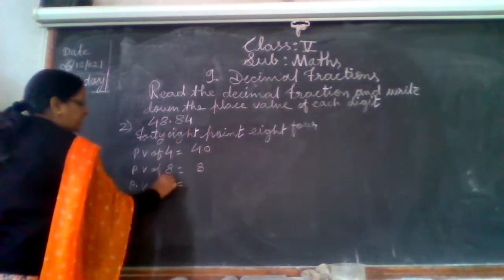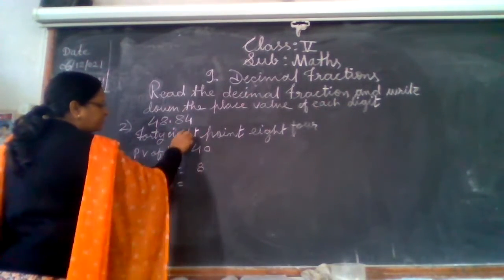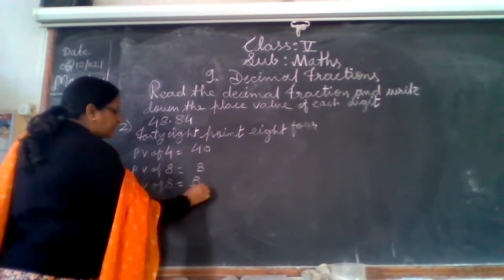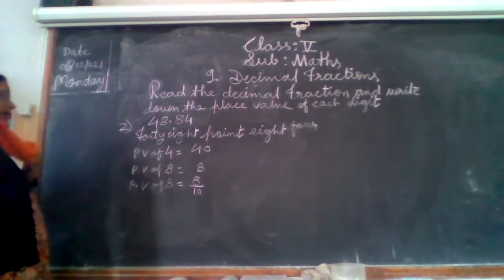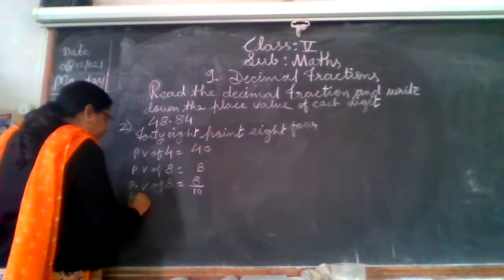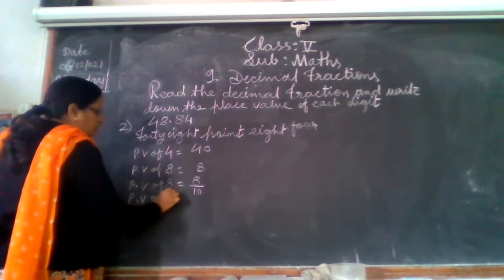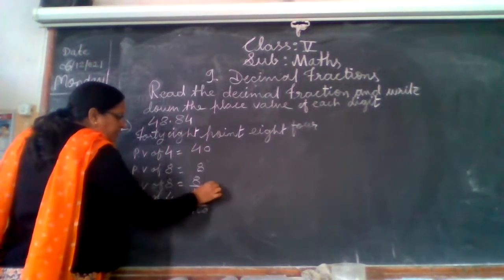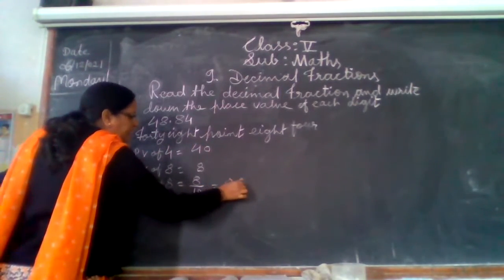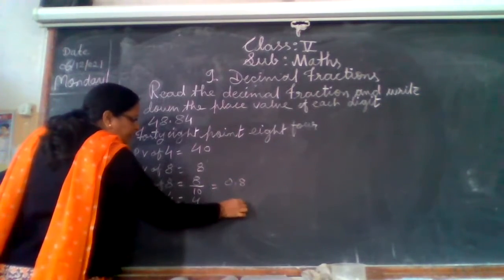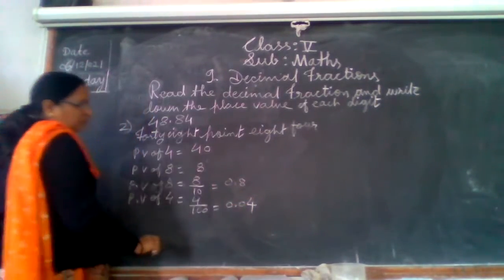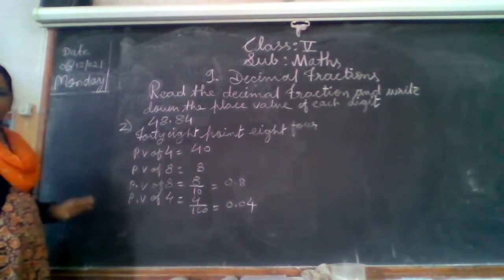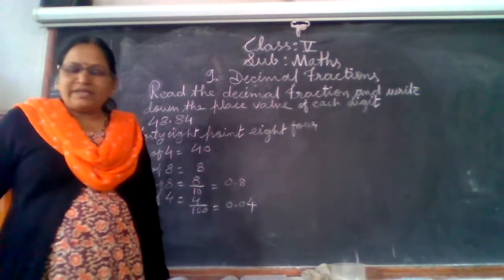Now the PV of this 8, it is the fraction. So it is 8 upon 10. And PV of 4 is 4 upon 100. Or here you can say 0.8 or here you can say 0.04. Got it, beta? Now let's see another.